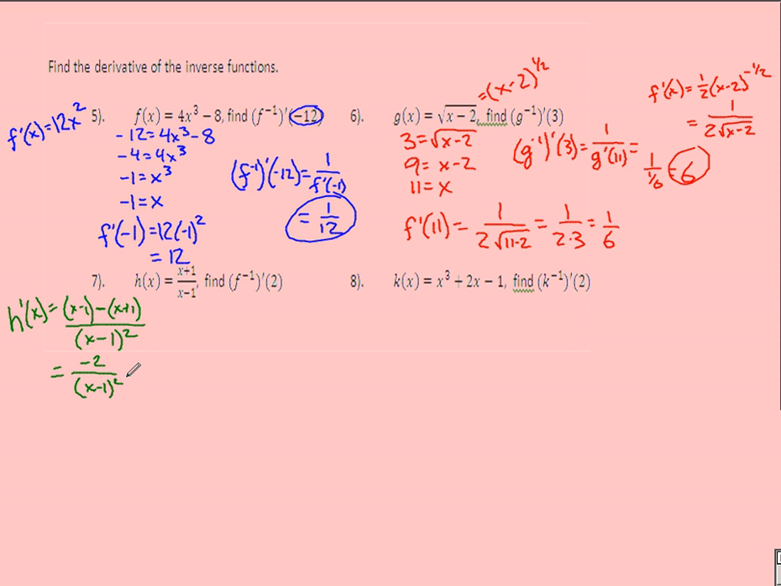What point am I going to be using this time? I need to find, this should be h inverse, obviously. I want to set 2 equal to my original function, x plus 1 over x minus 1.